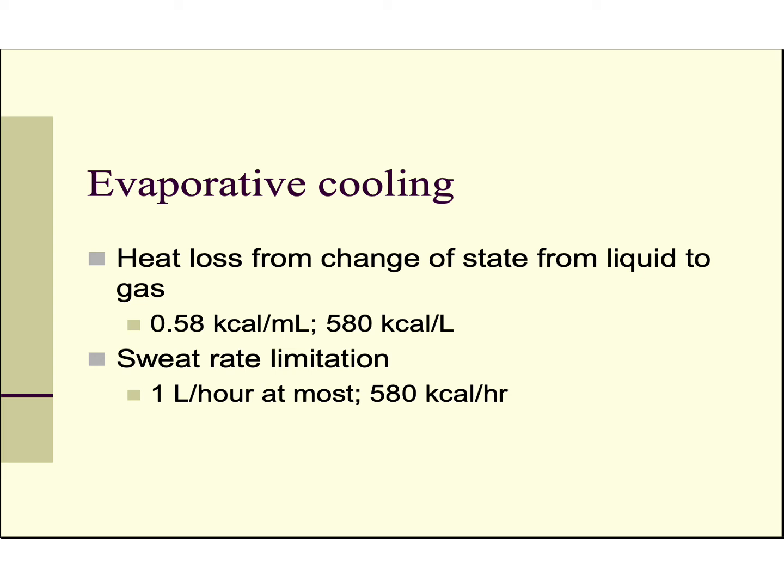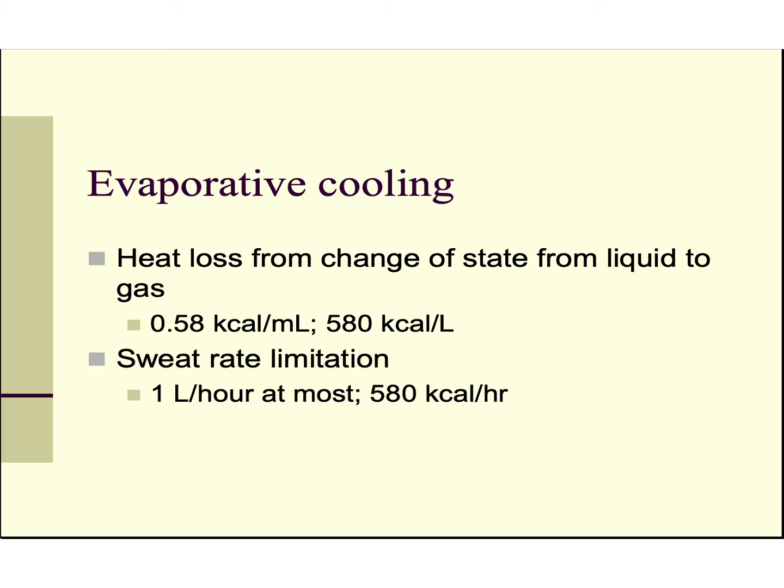So without changing temperature, as a milliliter of water goes from the liquid state to the vapor state, it requires 0.58 kilocalories. That's per milliliter, so that's 580 kilocalories per liter. This is a large amount, actually, 580 kilocalories per liter of sweat. But one of the basic limitations is how much a person can sweat. And this would be, at the most, about 1 liter per hour, or 580 kilocalories per hour. That's considered the upper limit on the evaporative cooling.